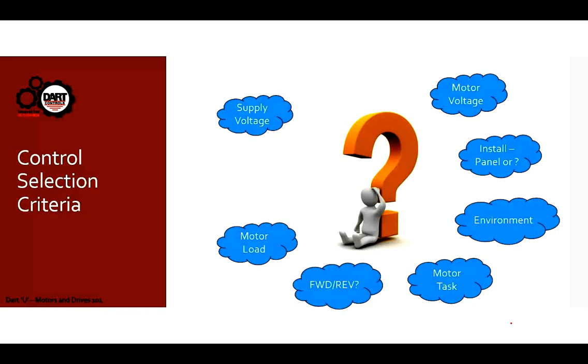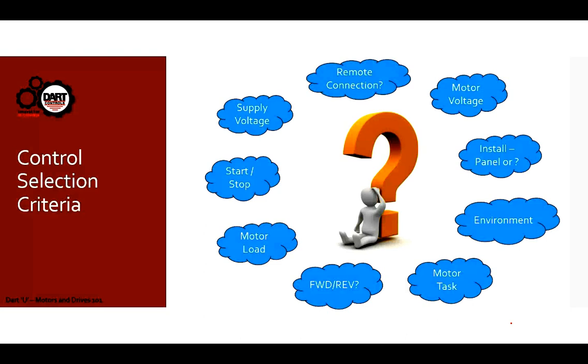Do I need to ever change the direction of the motor, forward, reverse? How often? Under what conditions? Those things all need to be factored in. How am I going to start and stop the motor through the control? Am I going to walk over to the front of the control and flip a switch? Or do I need to do it coordinated with some other function? Do I need to send a remote signal to the control? Can it do that? And then finally, is there going to be any advantage or need for remote connectivity?